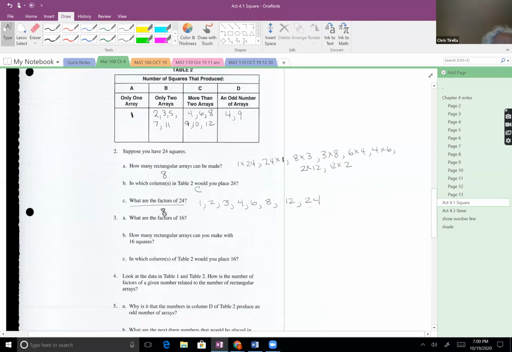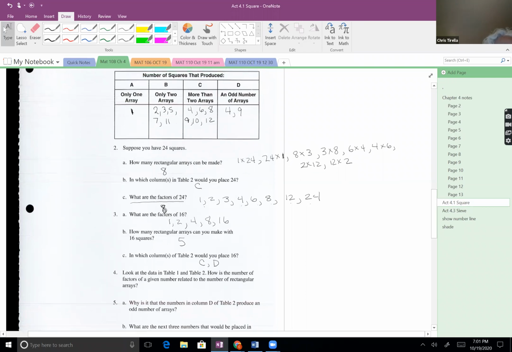So, what are the possible factors of 16? What numbers go into 16 evenly? 1, 2, 4, 8, and 16. And so how many rectangles do you think we could make if there are 5 factors? 5. And what column would that be in? C and D, because it's an odd number.